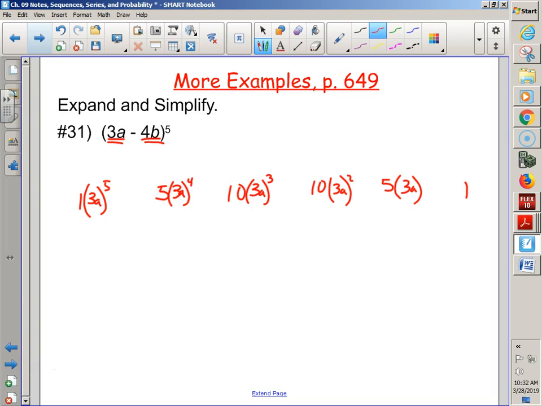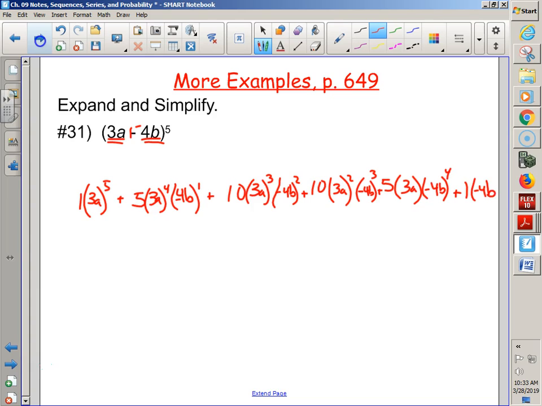The negative 4b. Ah, because I need to make this an addition of a negative, so careful. So I'm going to have a negative 4b. Oh, wait, doesn't he start off to the 0, though? Okay, then let's just, there we go. He starts off to the 0, but then he starts appearing. Negative 4b to the 1, then negative 4b squared, then negative 4b cubed, then negative 4b to the 4th, and then negative 4b to the 5th.